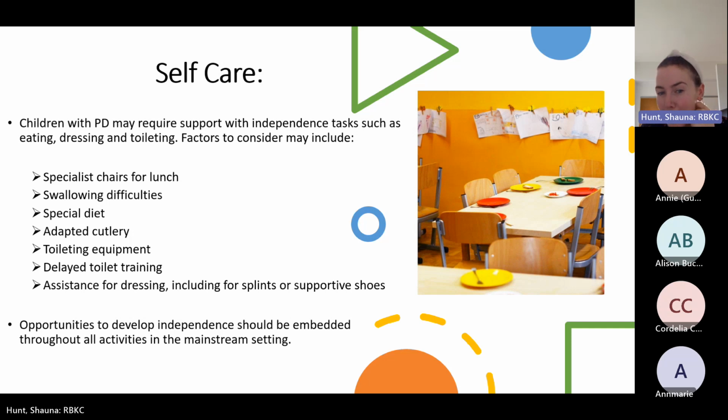And opportunities to develop independence should be embedded through all activities in the mainstream setting. I think sometimes staff might provide almost too much support to these children because they're having difficulty. So it's really important that you give them those chances and that opportunity to develop those skills as well, so trying not to do it all for them. Obviously, if they're having difficulties, you should help them. But if you know they might be able to learn that skill, just give them that chance to do that.